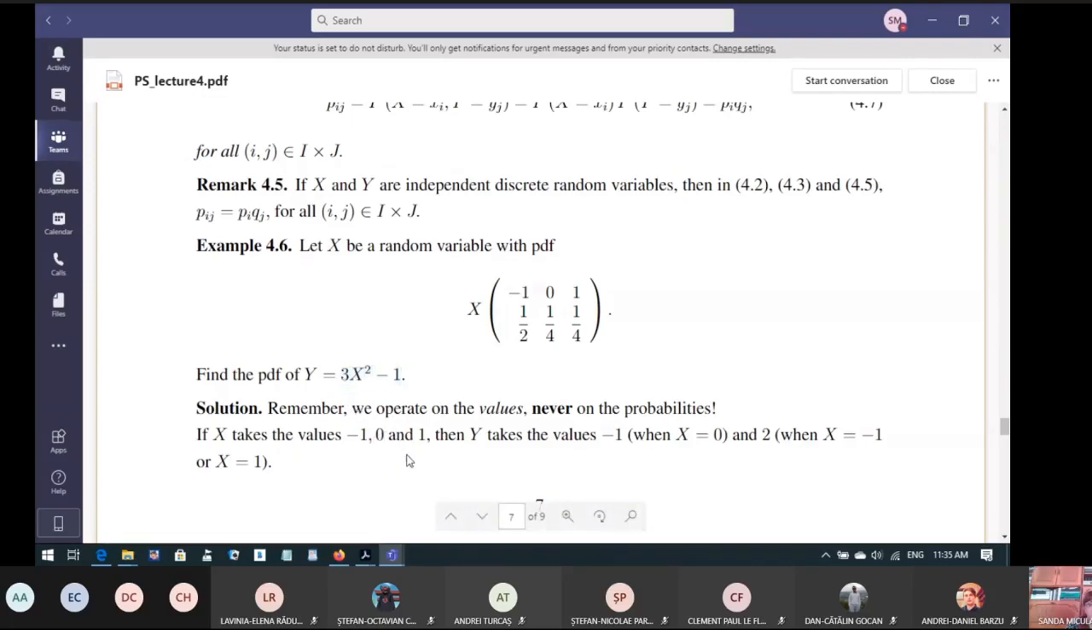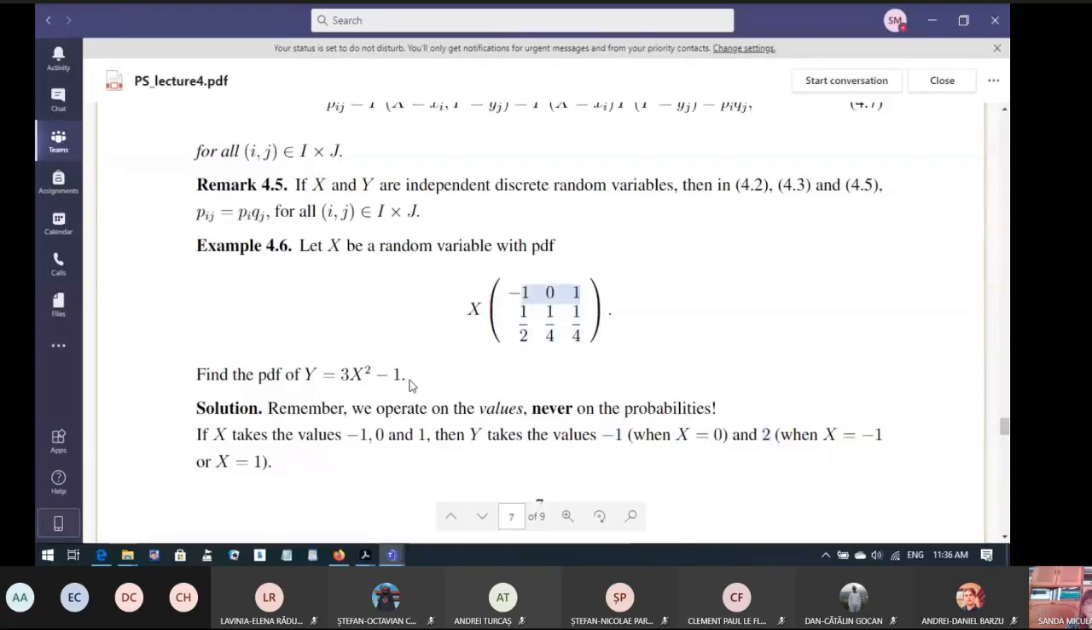when x is equal to 0, right? 0 minus 1. And the value 2, both when x takes the values -1 or 1. Why? Because we have the square here, and that annihilates the negative sign, right? It's 3 times 1 minus 1. Okay, so distinct values, only 2 for y, even though we had 3 for x.